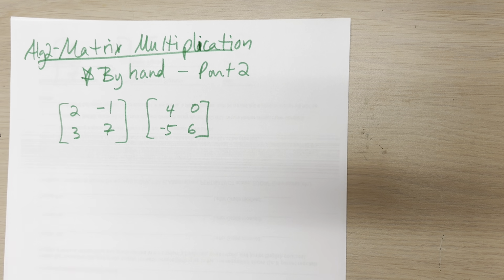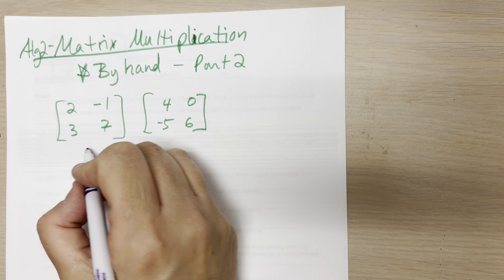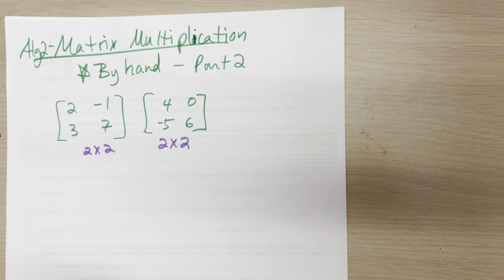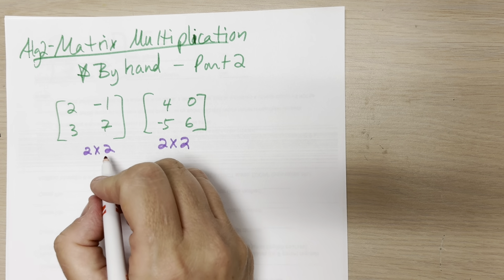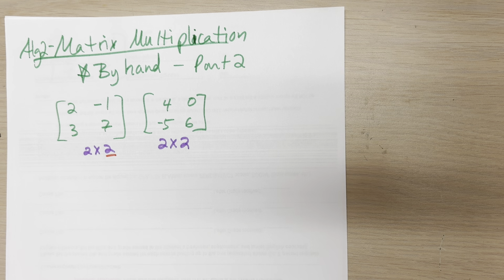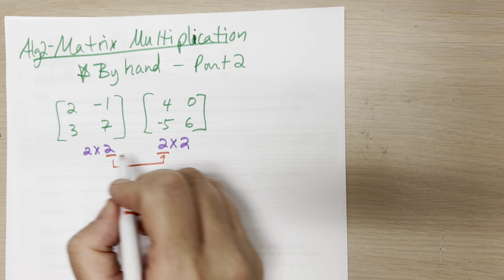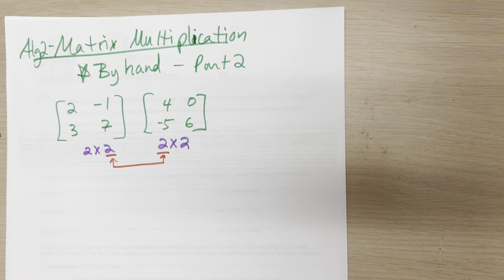Here we go. We've got a 2 by 2 matrix being multiplied by a 2 by 2 matrix. Now, in order to be able to do matrix multiplication, the number of columns in the first matrix has to be the same as the number of rows in the second, which is the case here. So it works out nicely. So watch what we do.